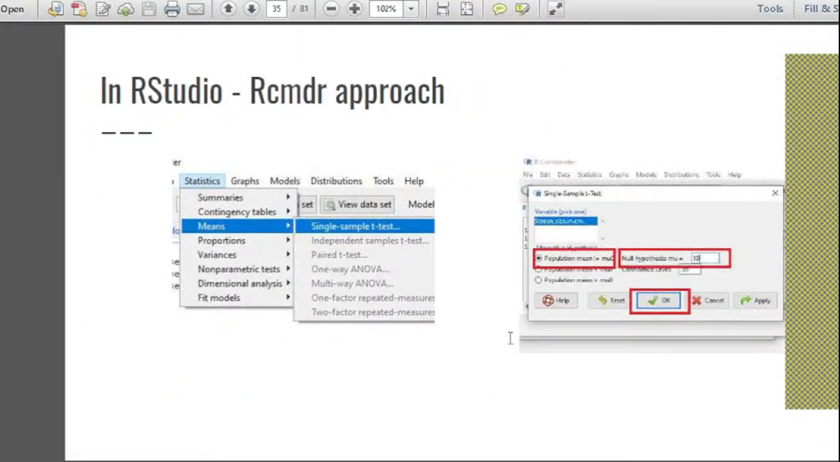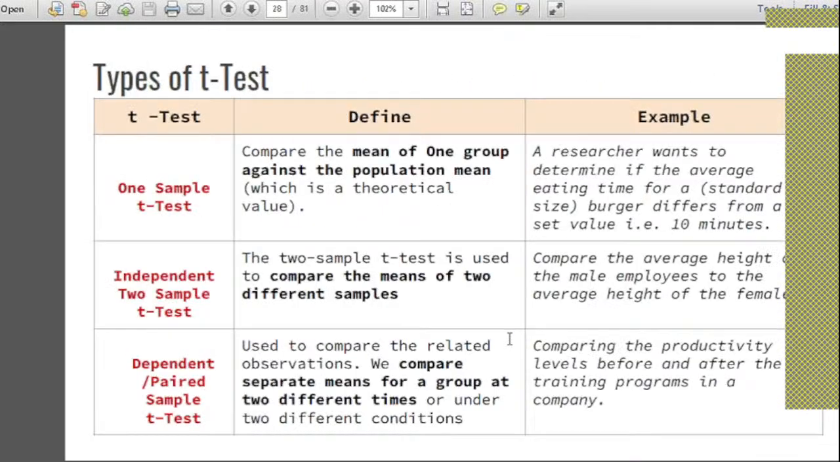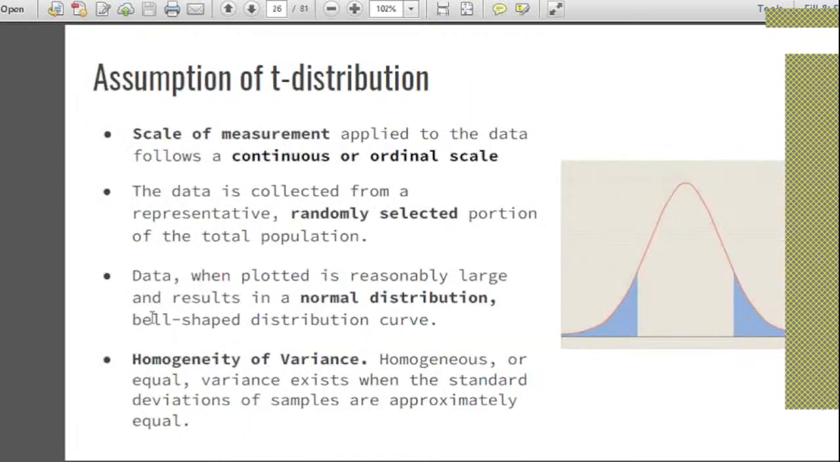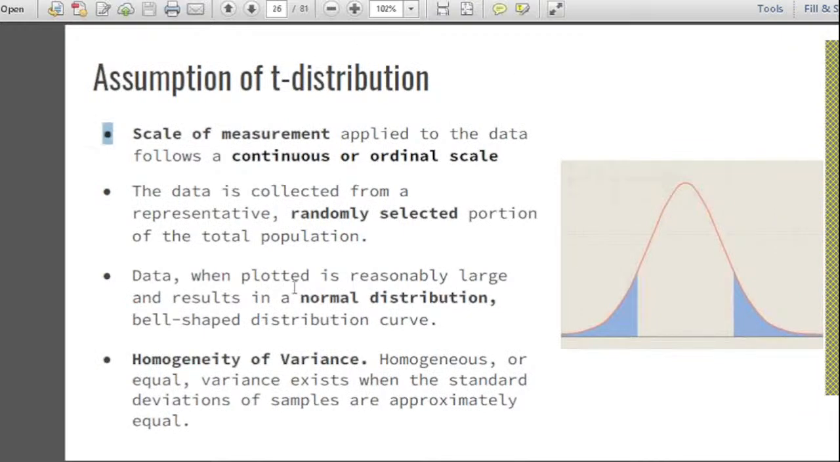Now if I go back to the assumptions, there are two assumptions in t-test. We are testing these assumptions: whether the distribution is normal, whether they are coming from a normal distribution, right? And second, whether the variance of male and female gender is homogeneous across the two samples. So we will test these two assumptions here, right?